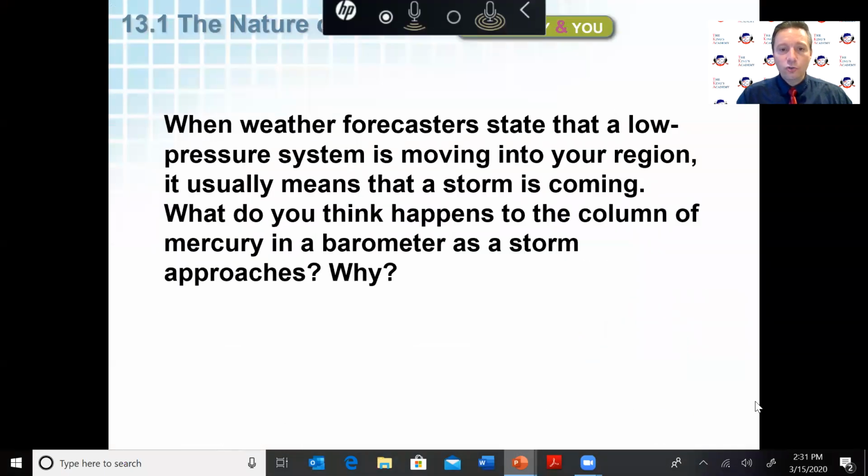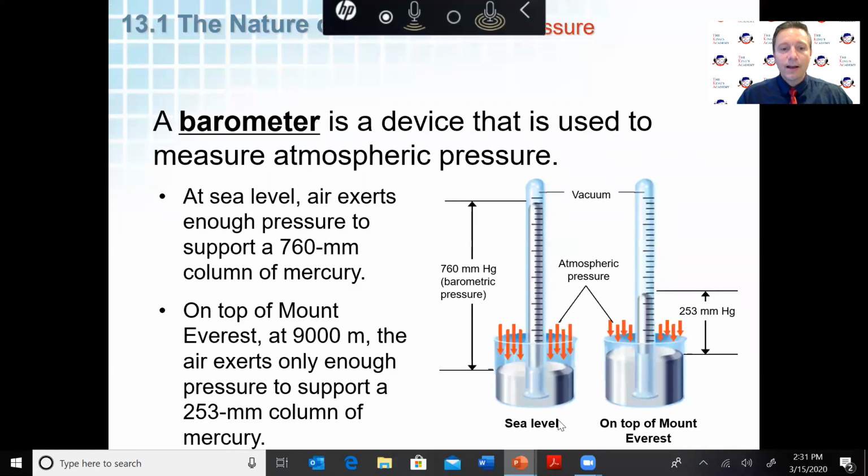So back onto barometer, and why is it important? Let me back up a slide here. At sea level, air exerts 760 millimeters of mercury. And that's one of the units that we're going to be talking about and learning how to convert between. But if you go to a high mountain, now it falls to 253. So you see there's a huge difference, 253 versus 760. And that comes back to the fewer air particles as you go higher, and therefore less pressure.